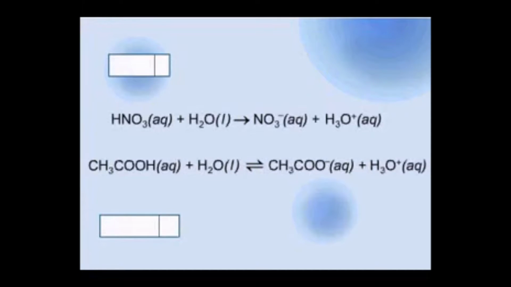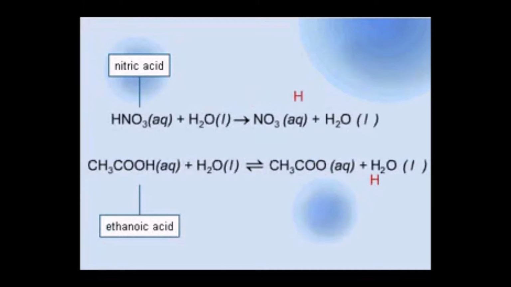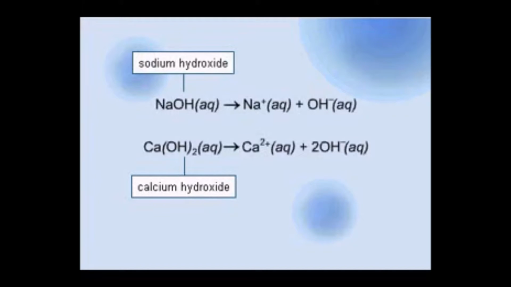All acids dissociate in water solution to produce hydronium ions. They obey the Bronsted-Lowry definition of acid, since they donate a proton to a water molecule. Group 1 and Group 2 hydroxides dissociate in water solution to produce hydroxide ions. Hydroxide ions are Bronsted bases, since they can accept a proton to form a water molecule.